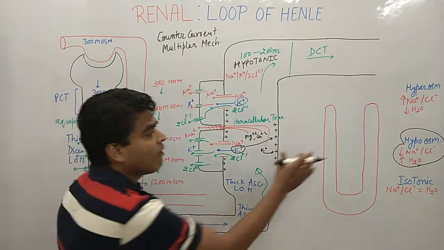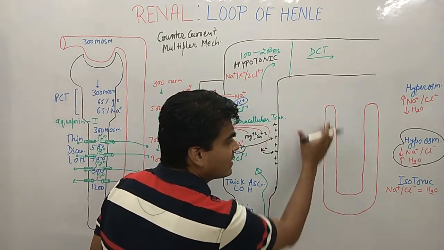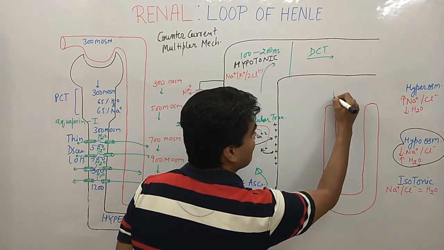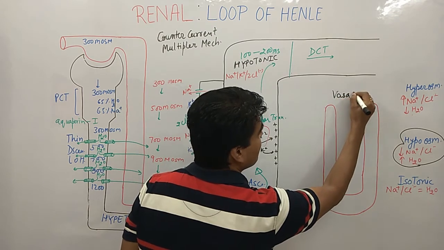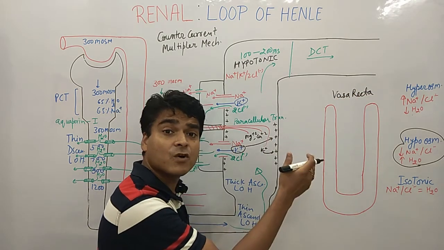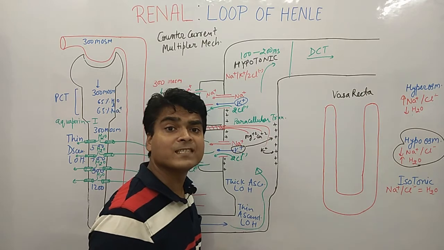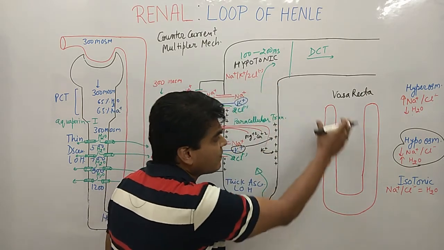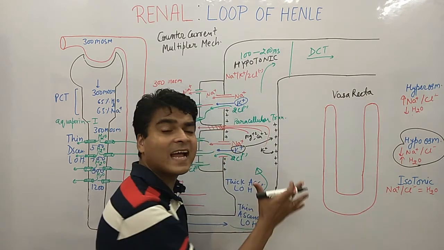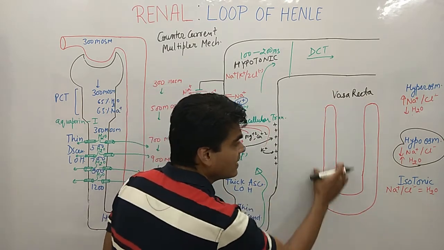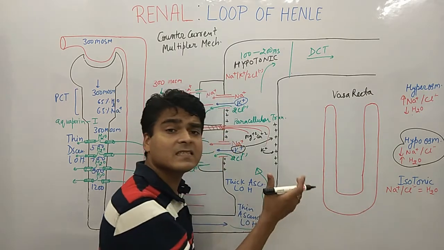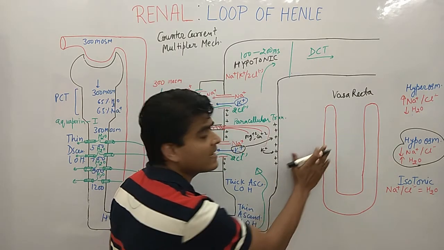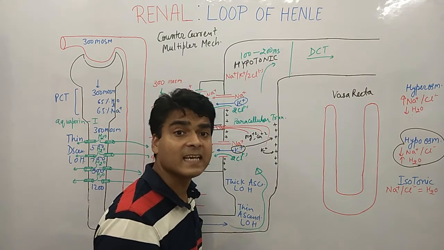Now look here, what is this area known as? What is the work of this area? This area is basically known as the vasa recta. Vasa recta is a branch of the peritubular capillary, which is basically a part of the efferent arterioles. So from the efferent arteriole in this area there is a network of vasa recta. So what happens in this area and what is the function of this area?